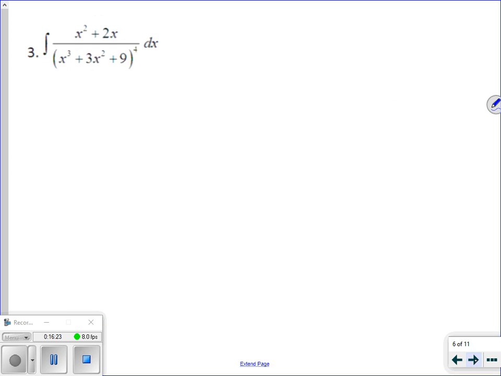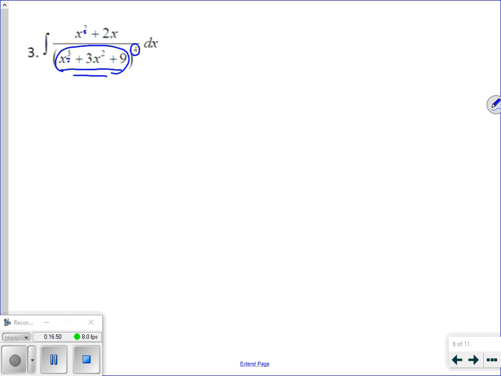Let's try another one. Now, this looks like a huge mess, but look what we're dealing with here. You got a function being plugged into a power of 4 on the bottom. You got a power of 3, you got a power of 2. I bet that the inner function, and sometimes you have to mess around with it and guess, is all that inside the power of 4.